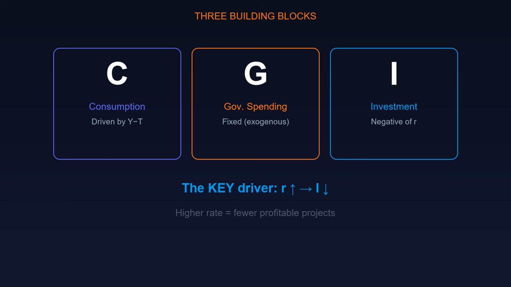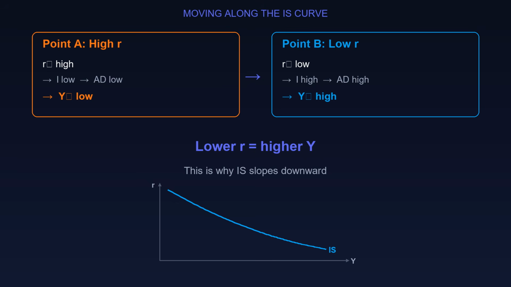Next, we have G for government spending. In this specific model, we treat government spending as a fixed variable. It doesn't change based on output. And similarly, taxes, or T, are also fixed here, acting essentially like a flat poll tax. Finally, we get to I for investments. This is the really fluid part of our equation. Investments act as a negative function of the interest rate, which we call R.